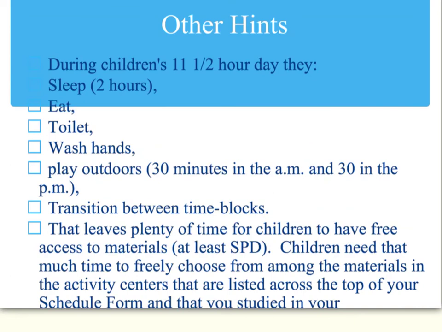During a children's day, they normally sleep for around 2 hours, and so that's their nap time. They're going to eat several times throughout the day. They're going to have to go to the bathroom. They're going to have to wash their hands, and they're going to go outside. You are going to want to make sure that on your schedule there is at least a 30-minute outside time in the morning, as well as a 30-minute outside time in the afternoon. And then the last thing that is going to need to be on your schedule are transitions.